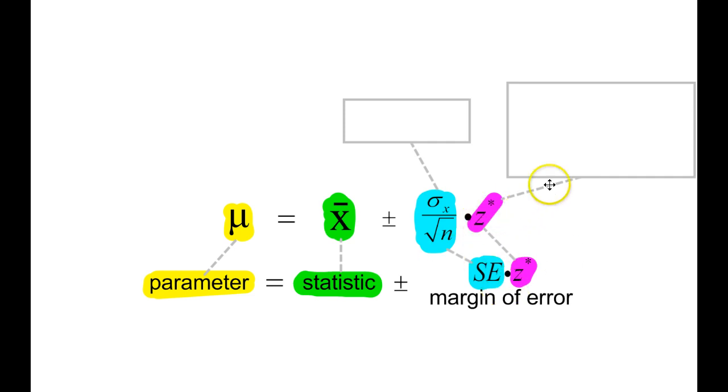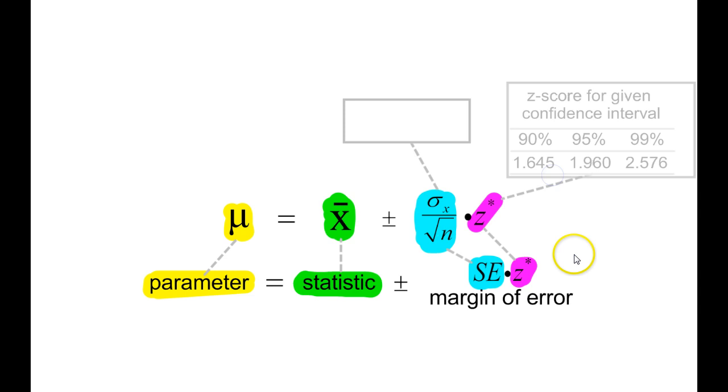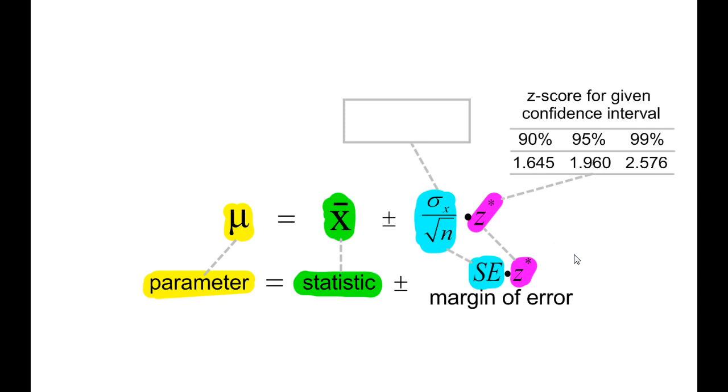We also have this critical value here, this z star, and we have a little table that you can just write these values down. You could calculate them using inverse normal in your calculator, working backwards from a normal CDF, but it's a lot easier to just take for granted that these are the number of standard deviations you have to go in each direction to get the middle 90, 95, and 99%, the values we use most often. Again, this comes from the central limit theorem.